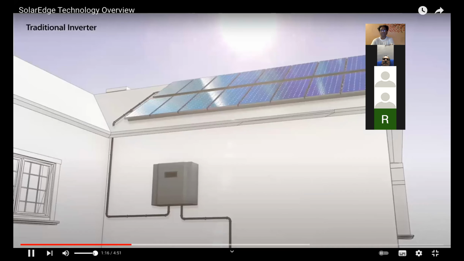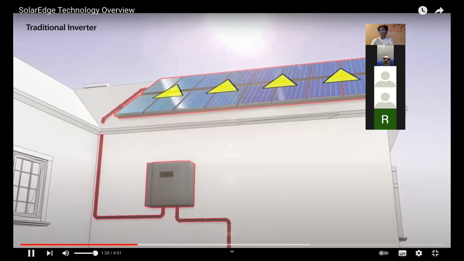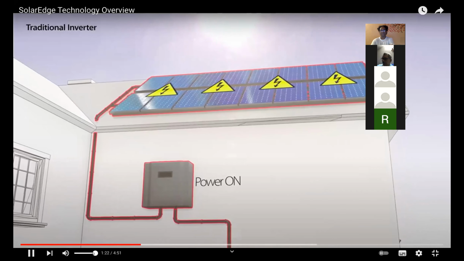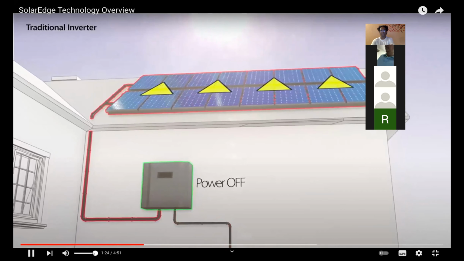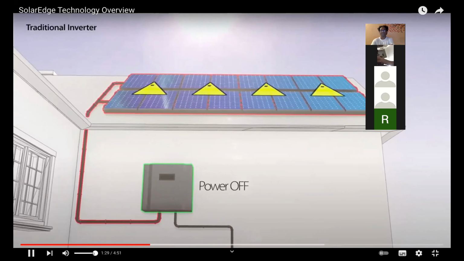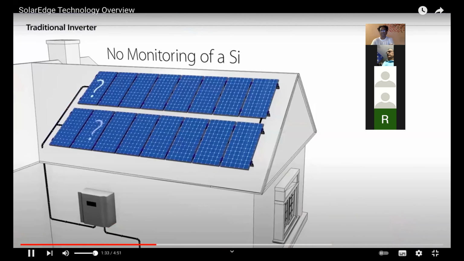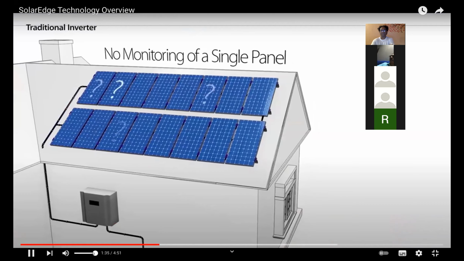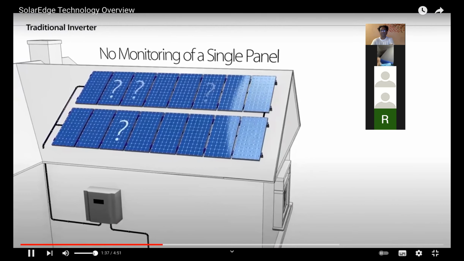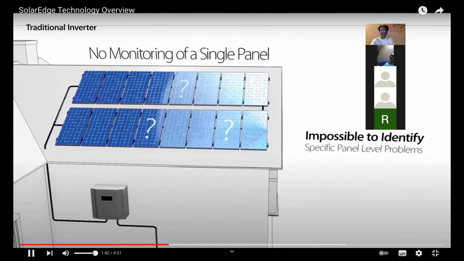The DC cables, which connect the panels to a string, carry high voltage as long as the sun is shining. The traditional inverter cannot shut down the panel's DC voltage, and therefore poses serious risks to installers and firefighters. A traditional system cannot track power output, temperature, or any other parameter of a single panel. This makes it impossible to identify specific panel-level problems remotely.